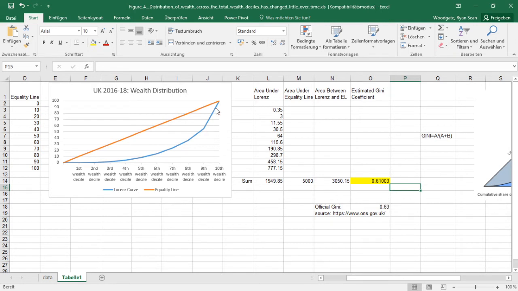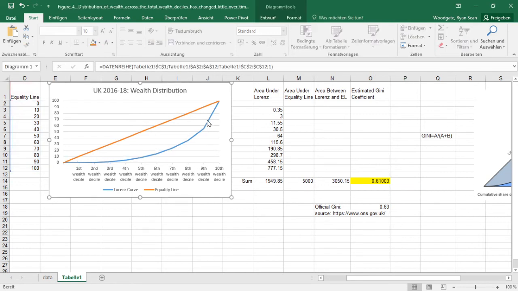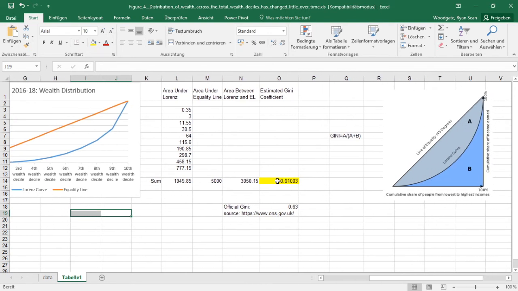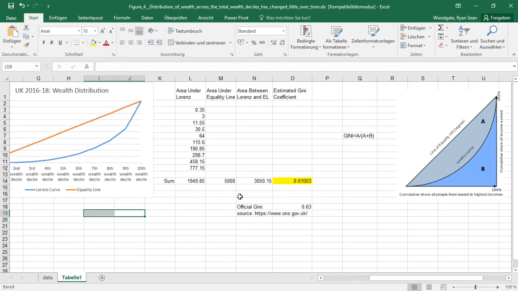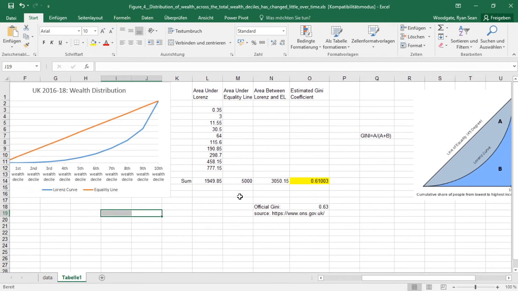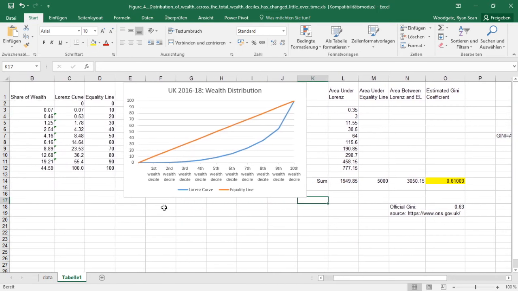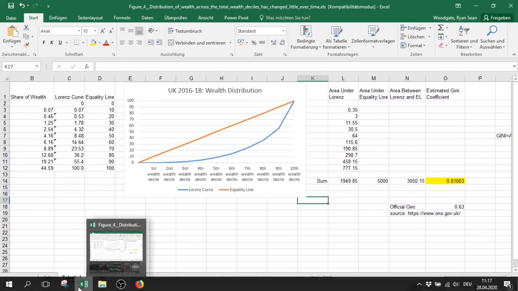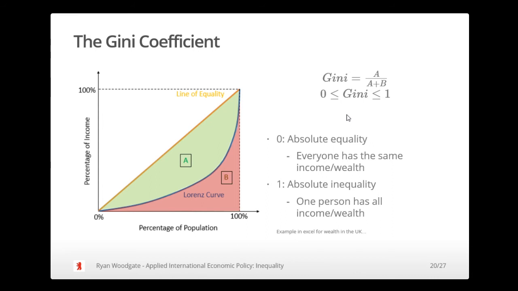Given that we haven't broken this down by percentiles or smaller groups, we are going to deviate a little bit, but we save some work in the process and get a reasonably good estimate. So here we see that inequality in terms of wealth in the UK in recent years is quite massively unequal. And generally what we tend to find is that inequality in terms of wealth is always greater than inequality in terms of income. Wealth tends to be more unequal than income.